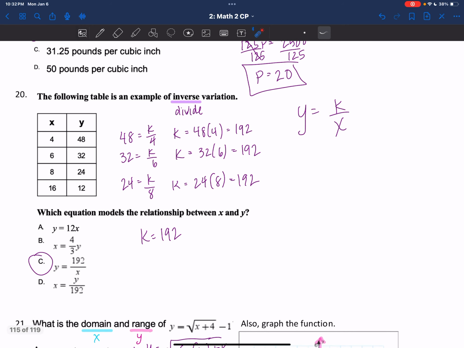All right, number 20, inverse means you're dividing. So all you got to do is take this divided by that. So we're just going to check to see basically what your rate is, or your constant of proportionality. So constant of proportionality is what we're looking for. So when you do 48, you're going to multiply both sides by 4 and then k equals 192. And you're going to continue the pattern for here, and you'll see it also equals 192. Continue the pattern for here, you see 192. So you know k equals 192. So now we're going to substitute this back in and figure out which one matches that equation.